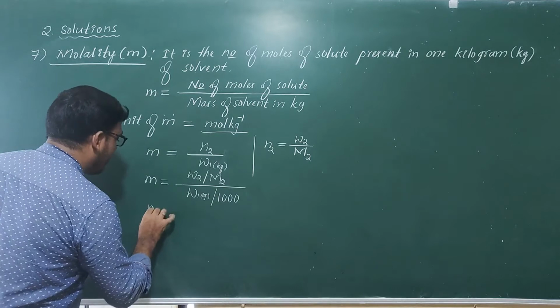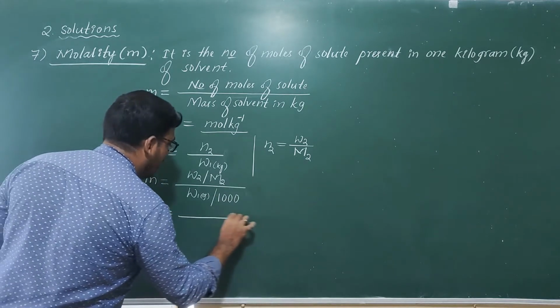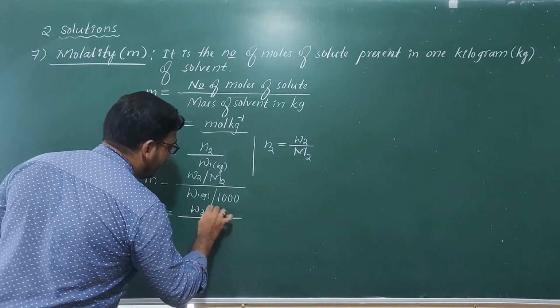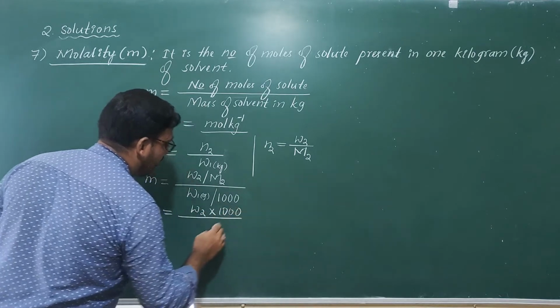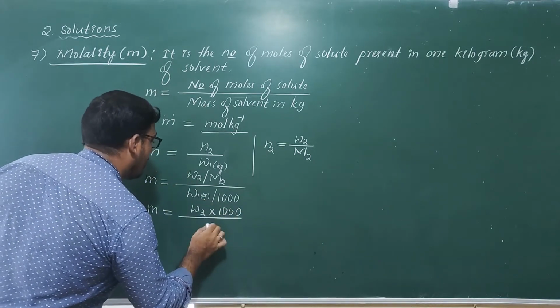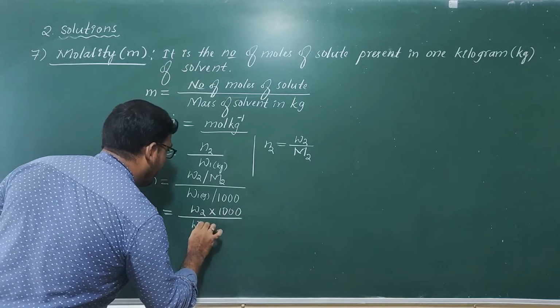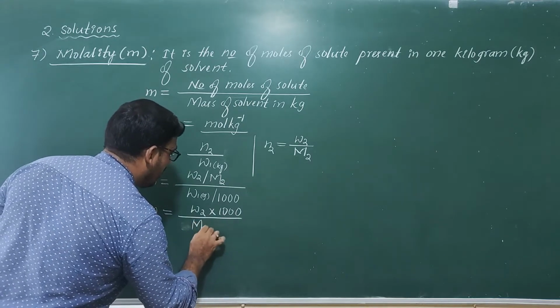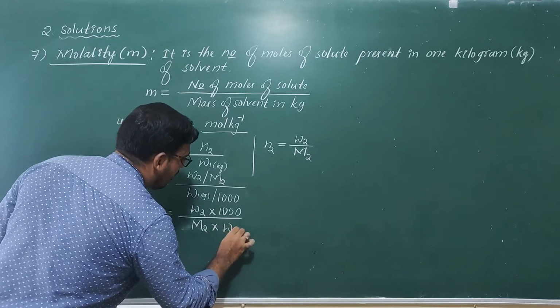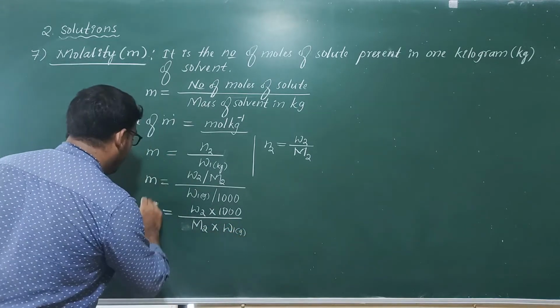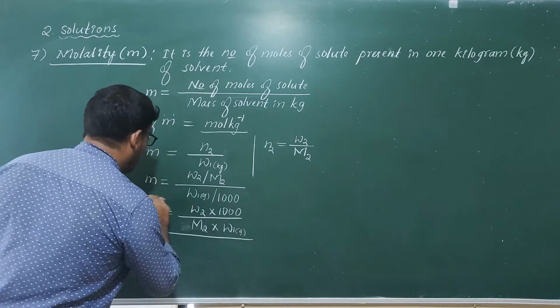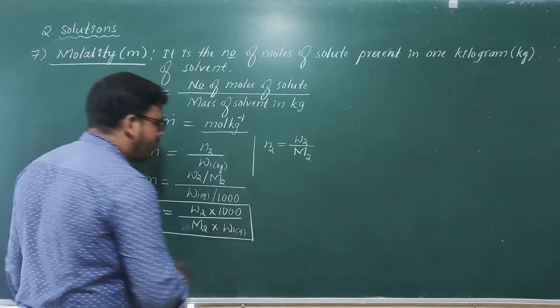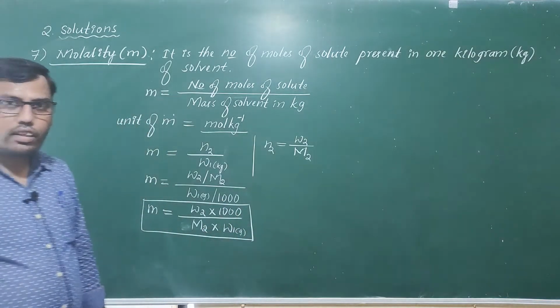So rearrange it, you will get the formula of molality. So W2 into 1000 divided by M2 into W1, the W1 must be in grams. So this is the formula for molality.